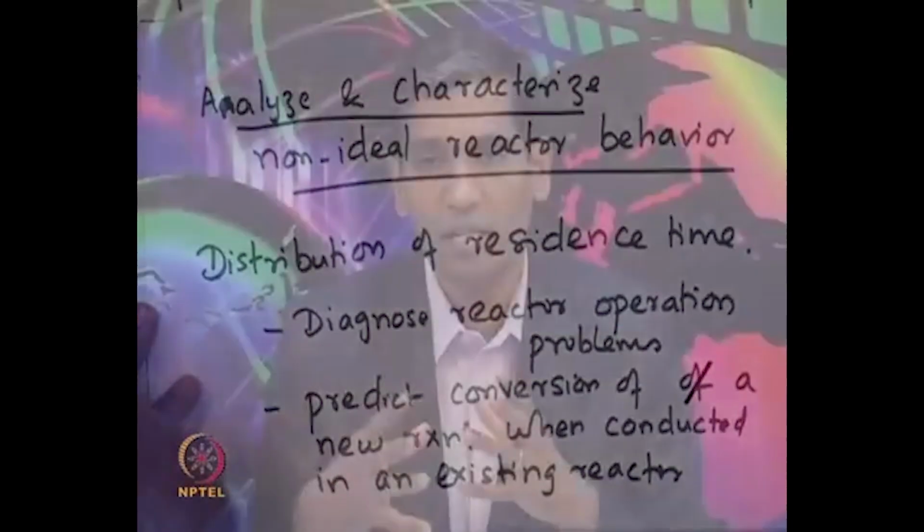Suppose there is a reactor that has already been characterized. If you want to conduct a new reaction in that reactor, is it possible to predict the behavior of that particular reaction in that reactor? That is an important question. In addition, suppose an experiment has been conducted on a small scale and we want to scale it up to the next level to increase the productivity of the desired product. Then it is important to characterize the non-ideal behavior, and it helps in scaling up the reactors.